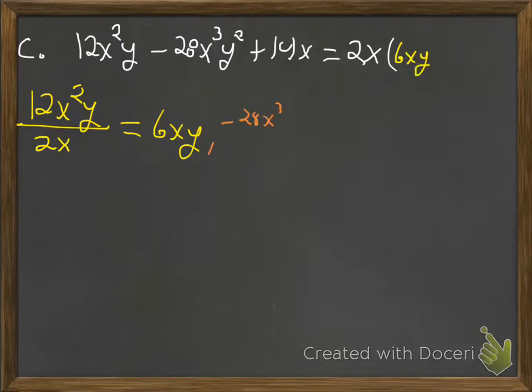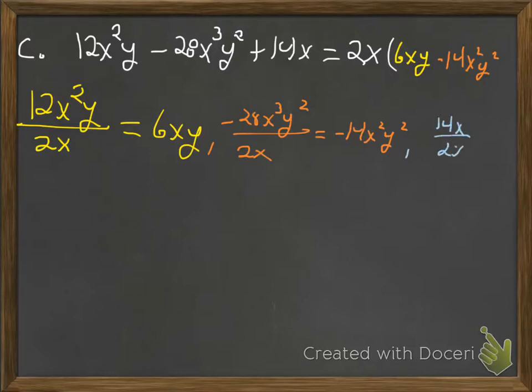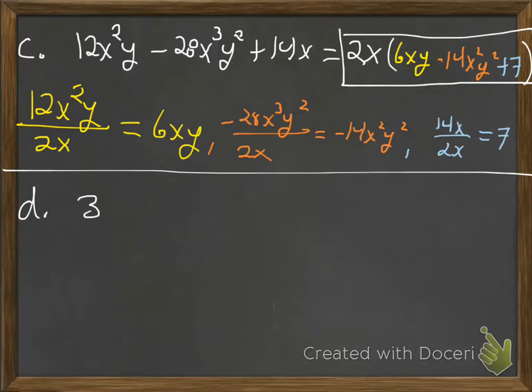Then the minus 28x cubed y squared all over 2x. So 2 goes into 28 14 times, so that'd be a negative 14. One of the x's will cancel, we still have 2 left over, so x squared y squared. And finally the last one, the 14x over 2x. So 2 goes into 14 7 times, and the x's will cancel out. And there we have factored out the GCF.